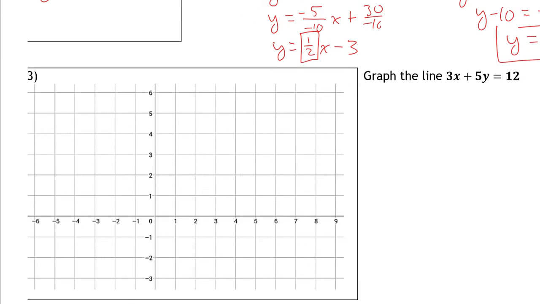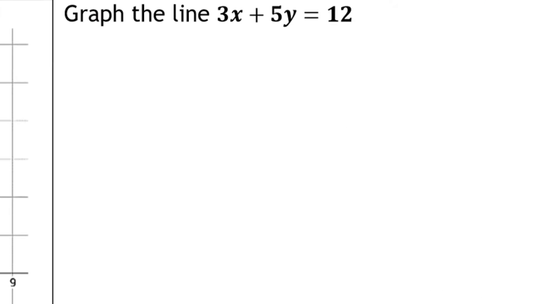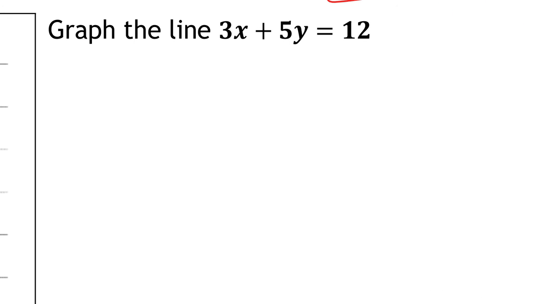So for our third question, we're asked to graph the line 3x plus 5y equals 12. I think part of the problem was that it didn't have a nice y-intercept, and I think that kind of confused some of us. Also, we have got to get the slope right.